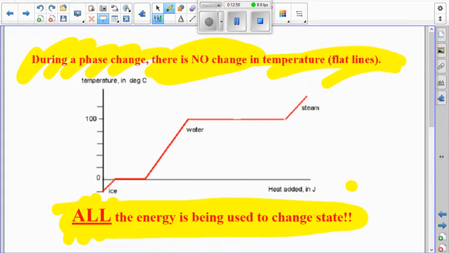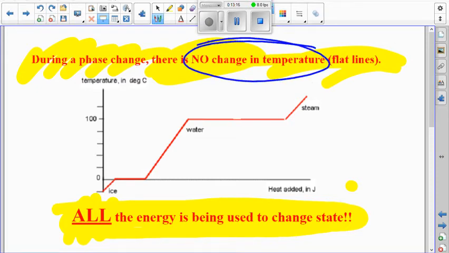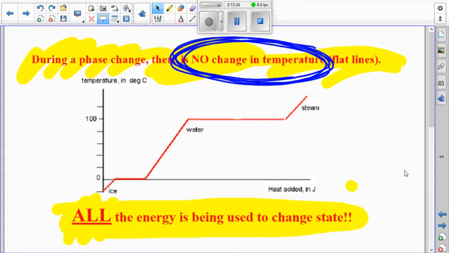Boom. Here's the answer to our question at the beginning of class period. This is very important, at the very bottom of the page. During a phase change, there is no change in temperature. No change in temperature during a phase change. This is a big idea. When water's boiling, it's at 100 degrees. When it's been boiling for 30 minutes, it's at 100 degrees. When it's been boiling for 30 hours, it's at 100 degrees, okay? It will always be at 100 degrees while it's changing phases from liquid to a gas.